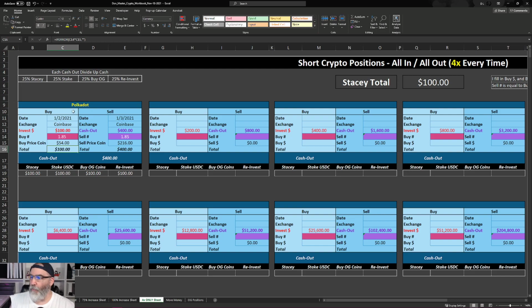I'm done. I'm waiting for the price of the coin to go to $216 a token. When it does, I will sell all 1.85 tokens. When I do, I will cash out $400. 4x my money. I down here have divided this amount right here by 25% each. Each station gets 25%. This is my strategy.